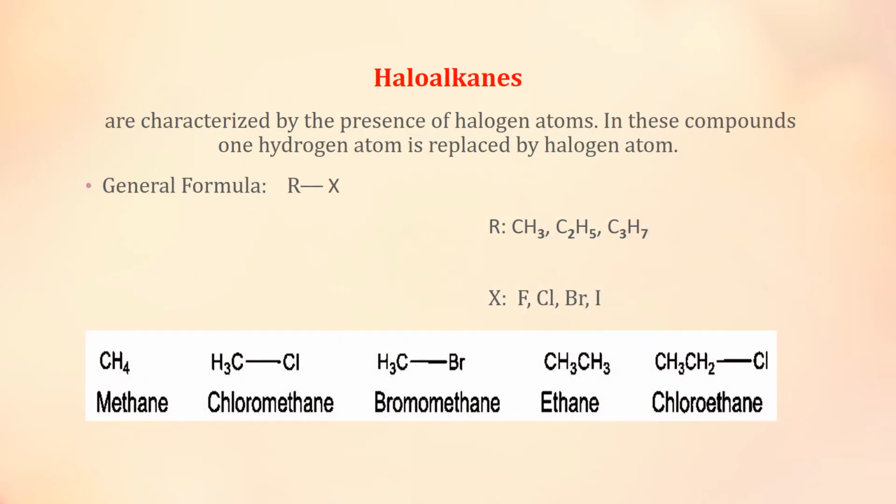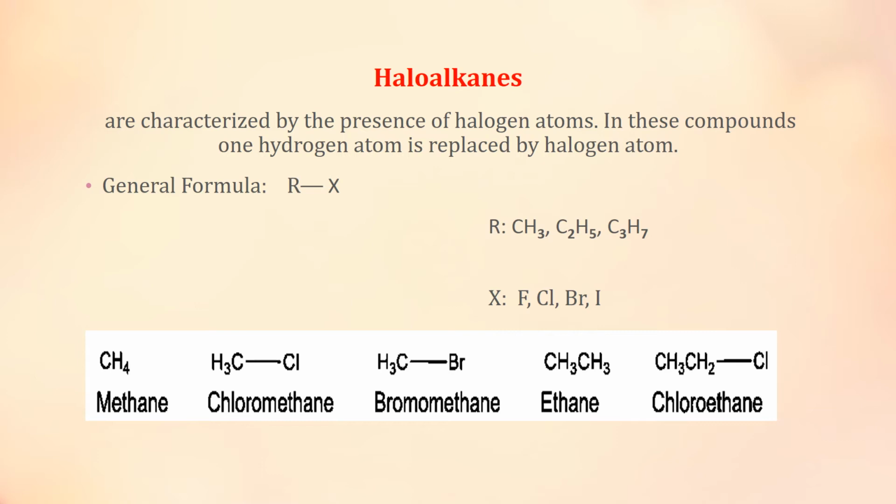Now one by one we will learn about these families. The first family is the haloalkanes. As the name indicates, halo stands for the halogens and alkane for any alkane. Haloalkanes are characterized by the presence of a halogen atom, and in these compounds one hydrogen atom is replaced by the halogen atom.